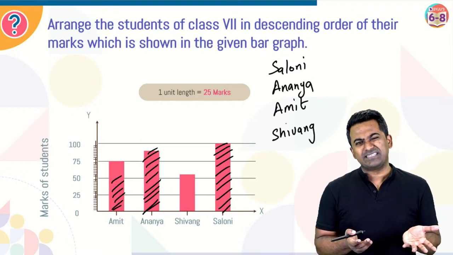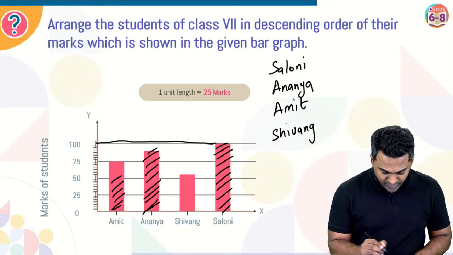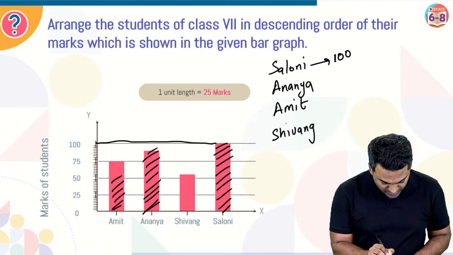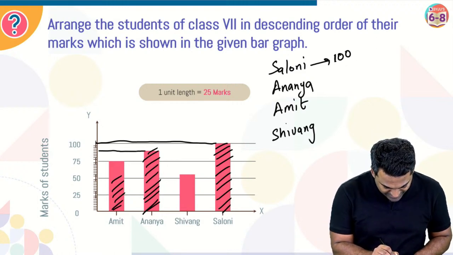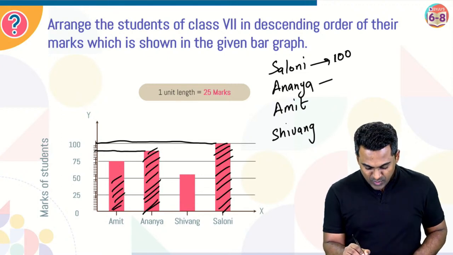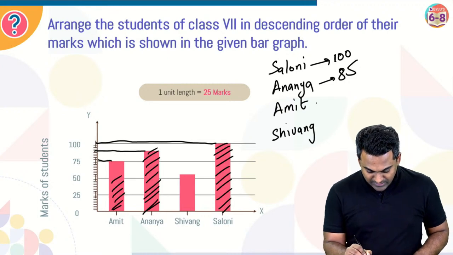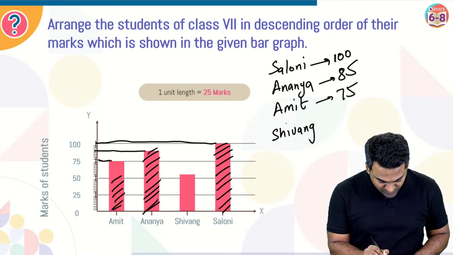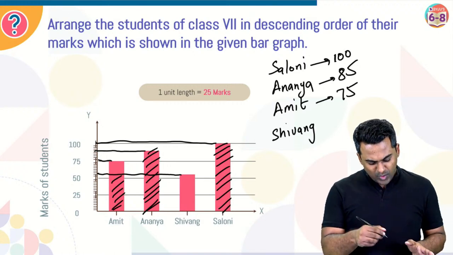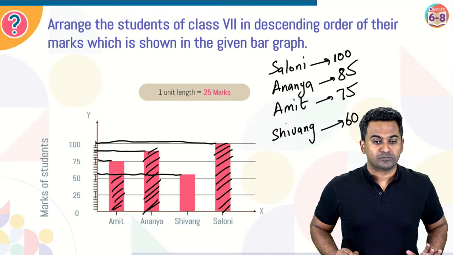Now you can also go ahead and say what their marks are, right? Like Saloni here is going to have 100 because it's falling on 100 there. And Ananya, where is Ananya? Ananya is here. So this looks like somewhere between 85 to 90, so I can go ahead and say this is 85. Amit is going to be here, which is 75, and Shivang is between 50 and 75. So we can call that maybe nearly a 60.